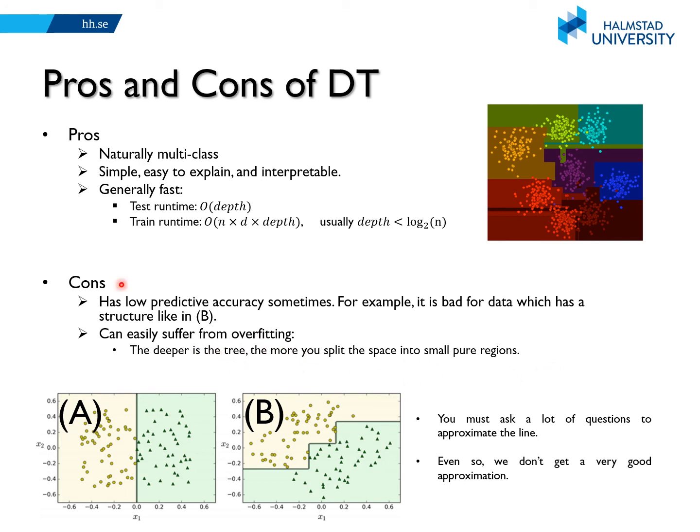Okay, now let's see some ways to try to avoid overfitting and also to increase the predictive accuracy of a decision tree.